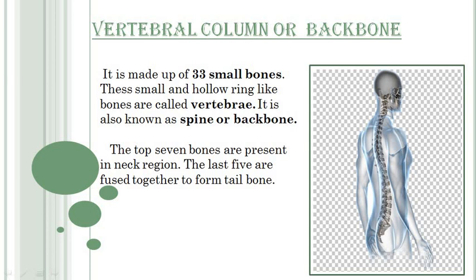Simply, if you keep a pile of coins, you find a column of coins kept on each other. In the same way, when these vertebrae are arranged on each other, they form a column. So this is known as the vertebral column or spine or backbone. As you can see in the picture, children, the top 7 bones, the first 7 bones of our vertebral column, are present in our neck region, and the last 5 bones which are fused together form the tailbone.